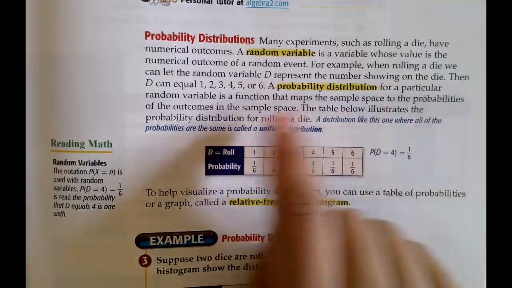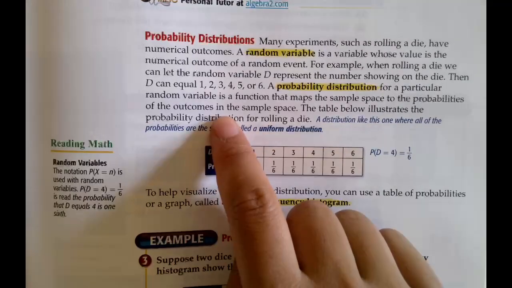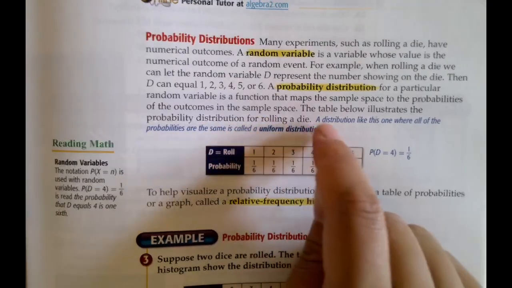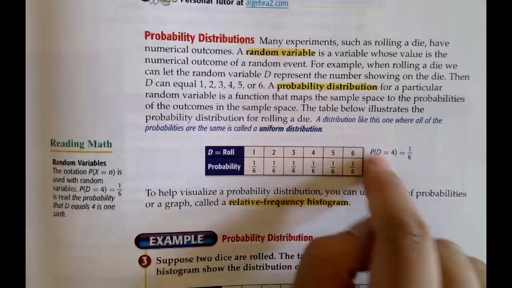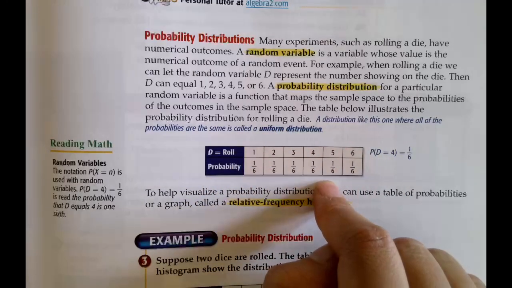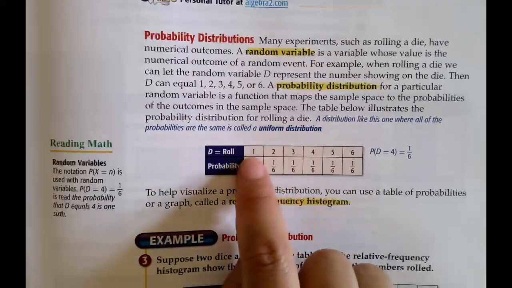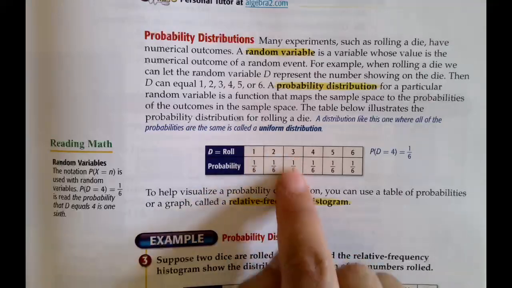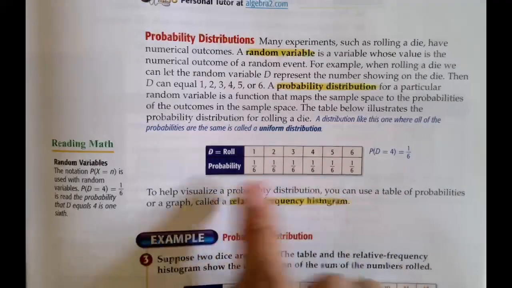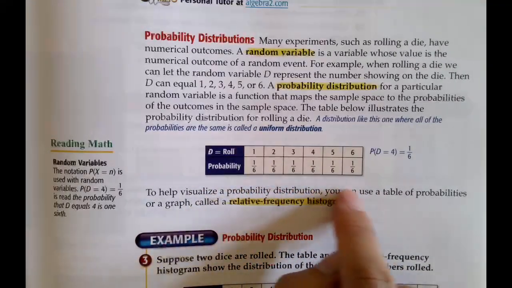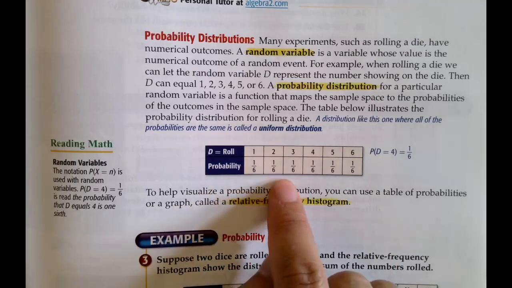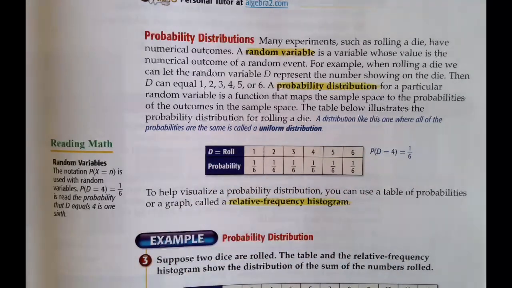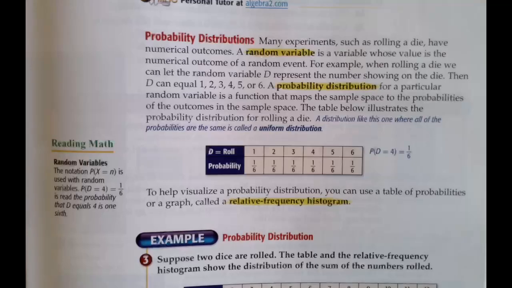A probability distribution for a particular random variable is a function that maps the sample space to the probabilities of the outcomes in the sample space. The table below illustrates the probability distribution for rolling a die. So how is it distributed? We have 6 options, each of them with 1/6. So it shows that this is a uniform distribution because all the probabilities for rolling each of them are the same, provided that everything else is even.